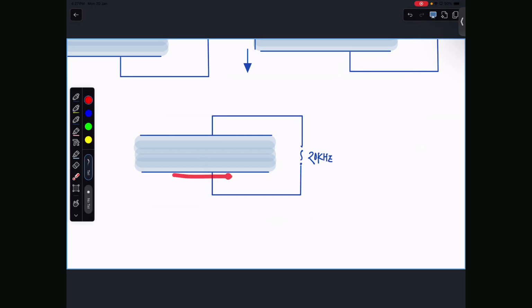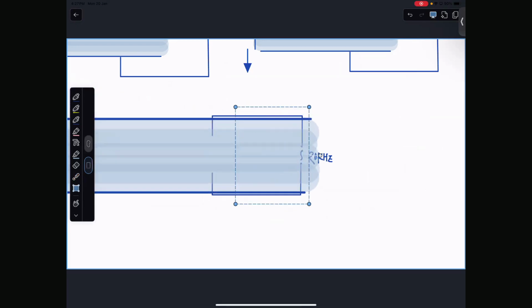So you have a series of what set up here? Compressions and rarefactions. So when you have this thing here, when it expands, you have a compression.